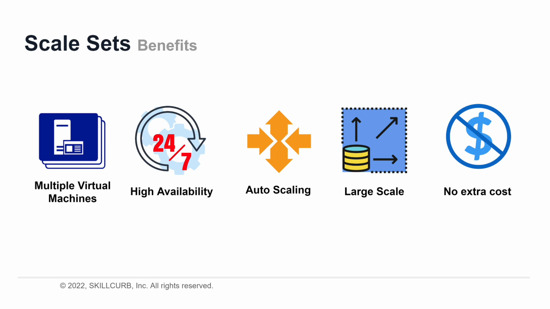You have auto-scaling in scale sets, which means that you can automatically match demand by adding or removing virtual machines from the scale set. You can have operations on a very large scale and run up to 1,000 virtual machines in a single scale set. There is no additional cost for using scale sets in itself.